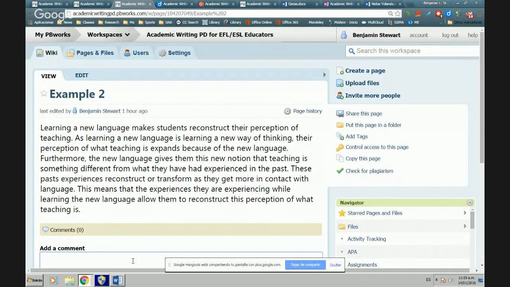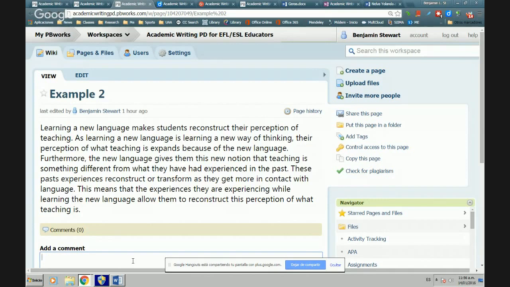Maybe at the very beginning you need it because you are talking about all the experiences, and then you give it some specific aspects. Well, but this is our topic sentence, right? Learning a new language makes students reconstruct the perception of teaching. Perception of teaching, that's what we're talking about. This is our general concept. We don't want to go more general typically. If anything, we want to go more specific.